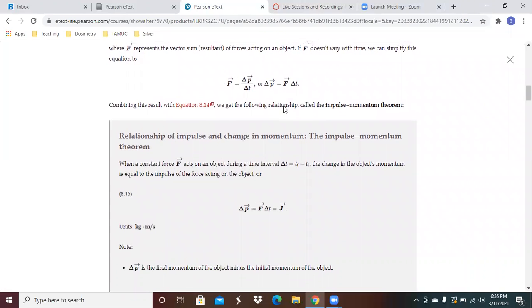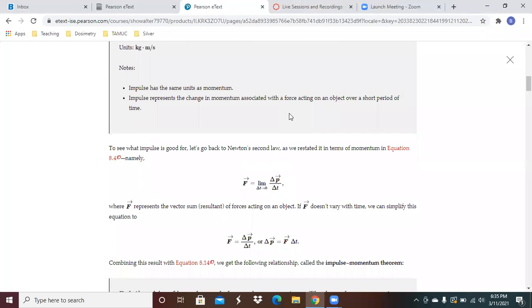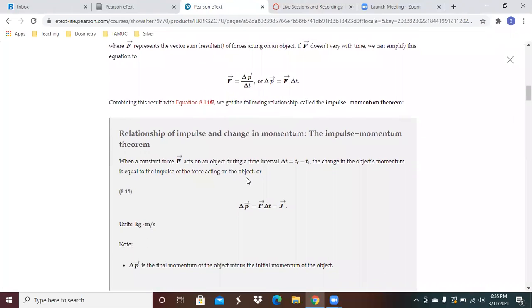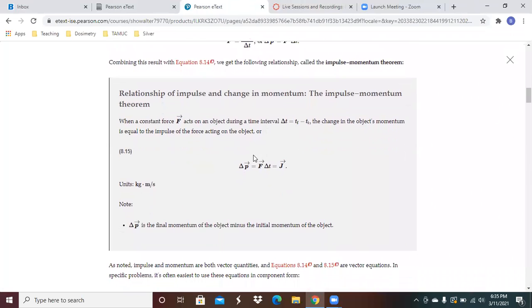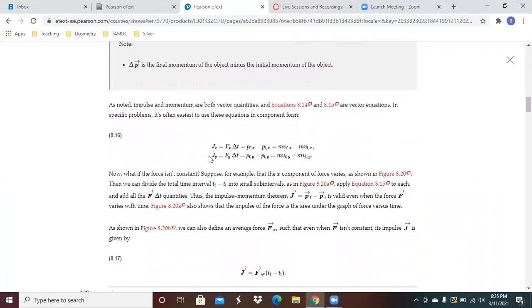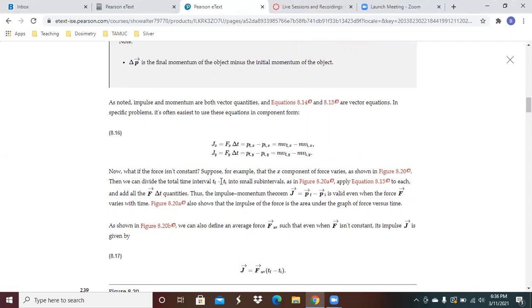So we combine this with equation 8.14, and we're going to get the following relationship, which is called the impulse momentum theorem. So when a constant force acts on an object during a time interval, the change in the object's momentum is equal to the impulse of the force acting on that object. Impulse is going to be measured in components. So you can see the change in momentum in the components for both x and y.